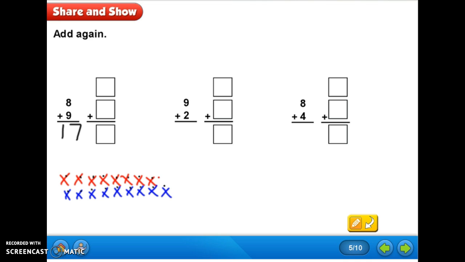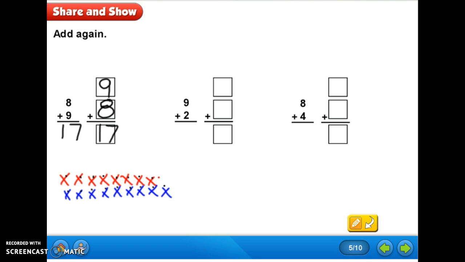Okay, now I'm going to change the order of the addends and then add again. So I'm going to take my number 9 and put it up here at the top. And I'm going to take my number 8 and put it under my number 9. Now, do I have to draw a picture for this again? Do I need to count those X's again? No. I know that 8 plus 9 equals 17. So if all I do is switch the order of the addends, I know that 9 plus 8 equals 17.